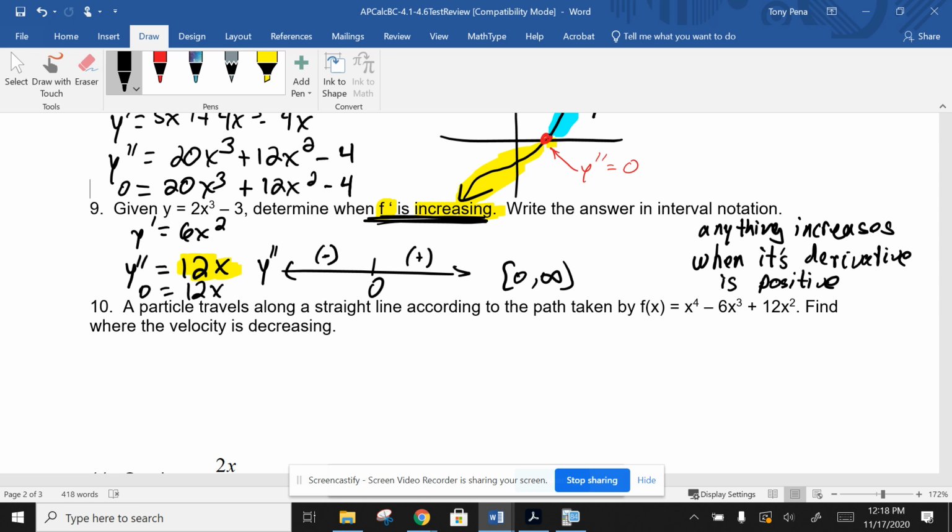Where this will really pop up long term as we start building and pulling things together more than we already do, it'll look like number 10. When the question is now asking, you're given a position function, so this is our position, but I'm now asking you, when is the velocity decreasing? So we actually had talked about this earlier in the year, and we just memorized our velocity is decreasing when the acceleration is a negative, but we can now apply this idea here, right?